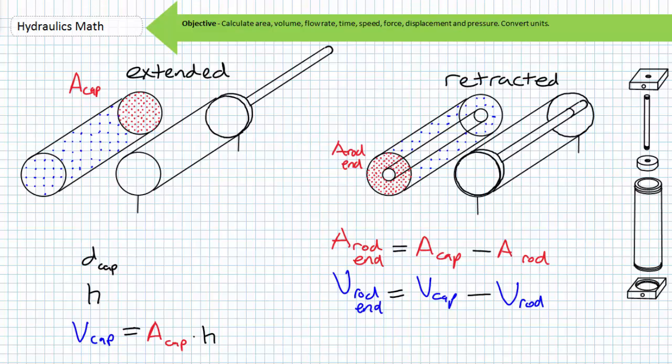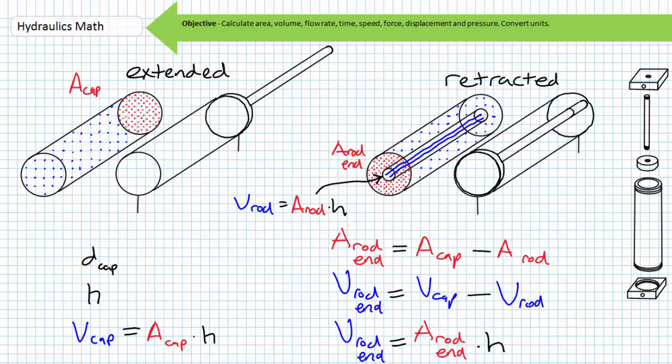The volume of this tube can be expressed as the volume of the rod end equals the volume of the cap end minus the volume of the rod, where the volume of the rod is equal to the area of the rod times the travel length, h. Equally valid is the observation that the volume of the rod end should also be equal to the area of the rod end times the travel length, and both methods of calculating the volume of the rod end should yield the same result.